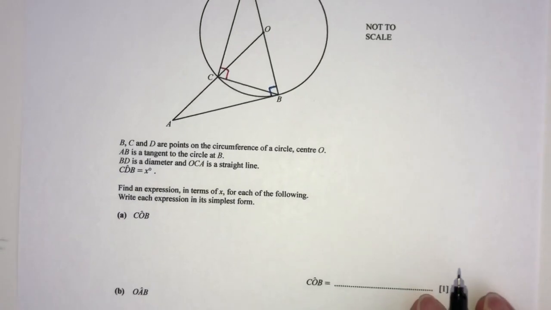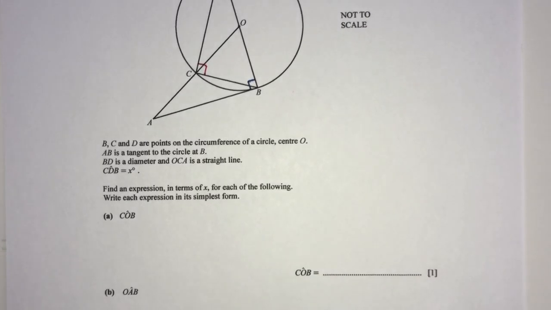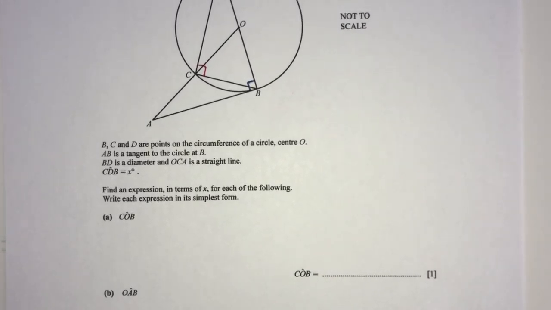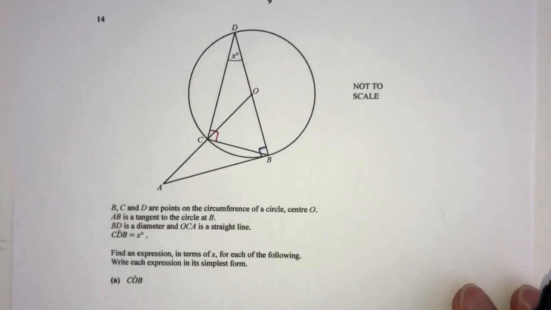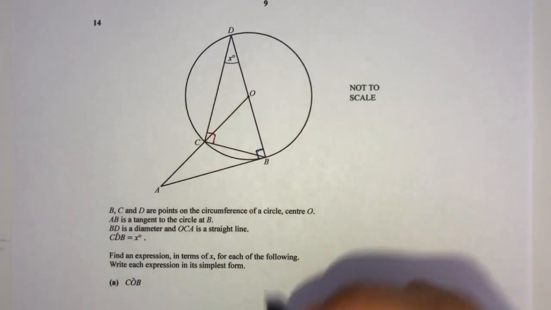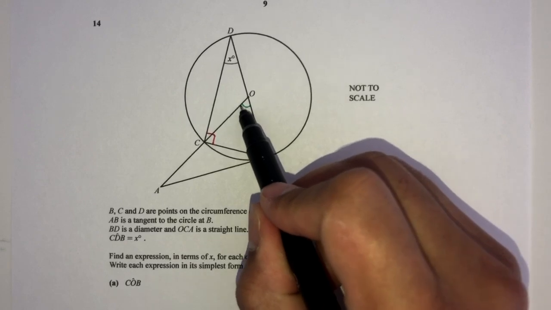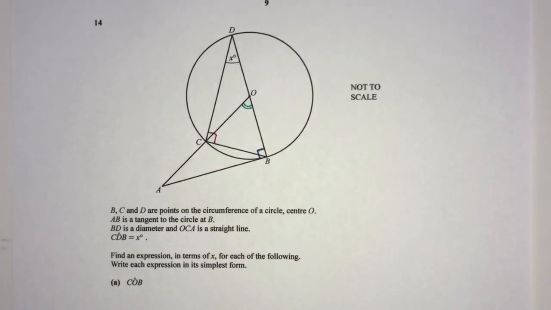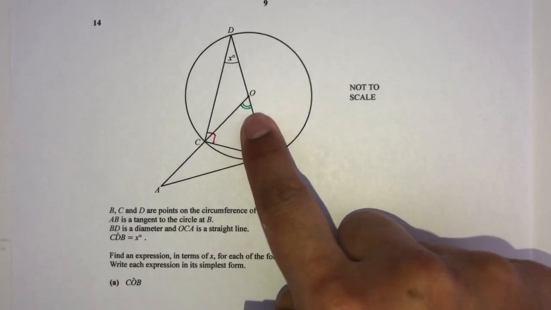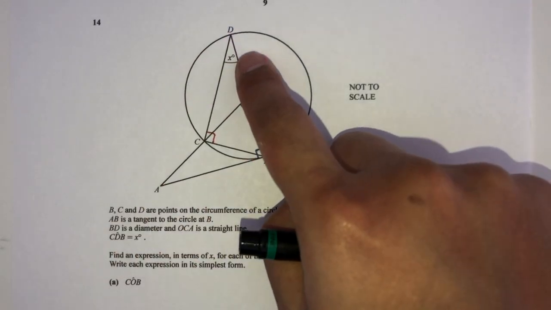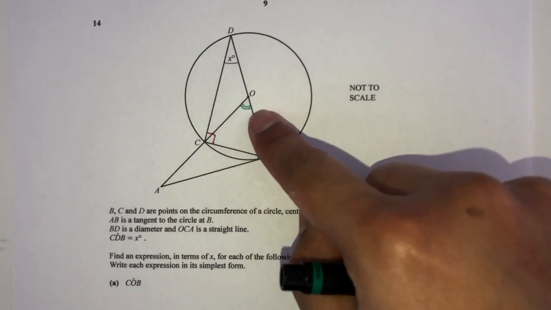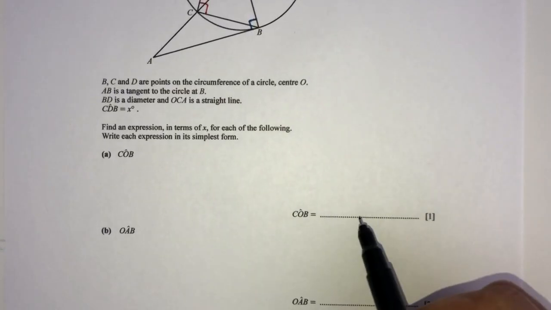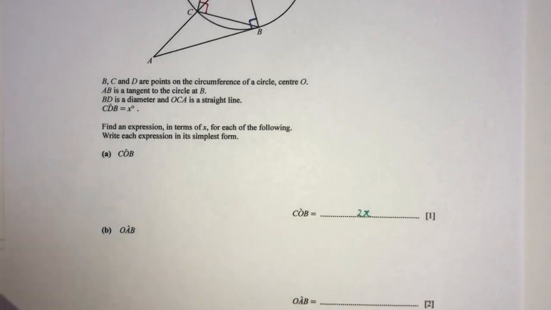Now, we have to find an expression in terms of x for each of the following. So write each expression in its simplest form. So first we have to find COB. So how would you find this? Pretty easy, using a theorem. We do understand that the angle at the center is always twice the angle at the circumference. If this is x, this will be twice, so 2x. Part A, only one mark, should be pretty easy.